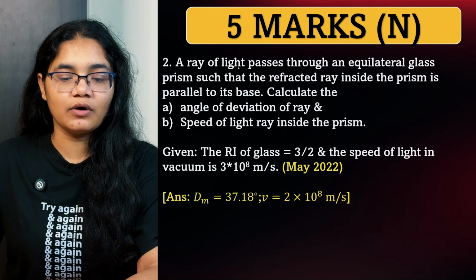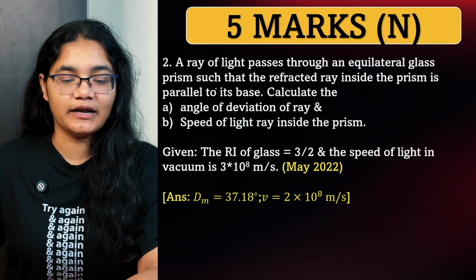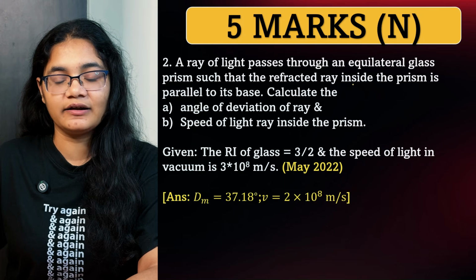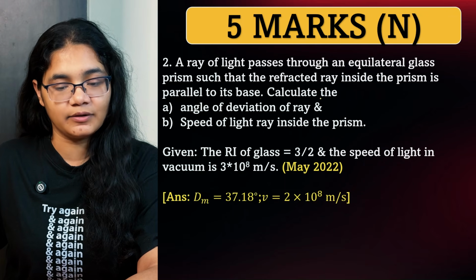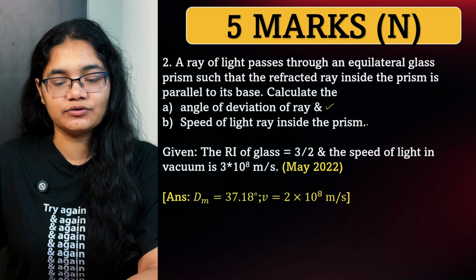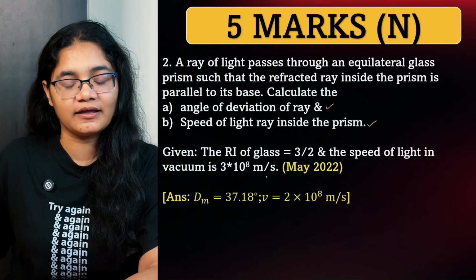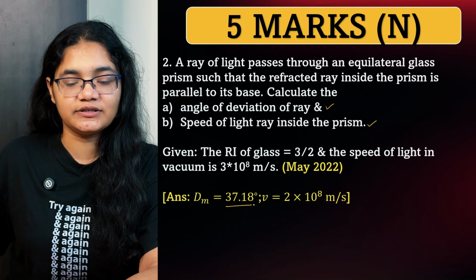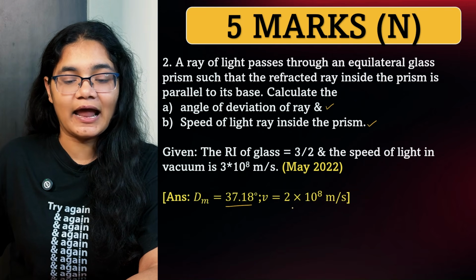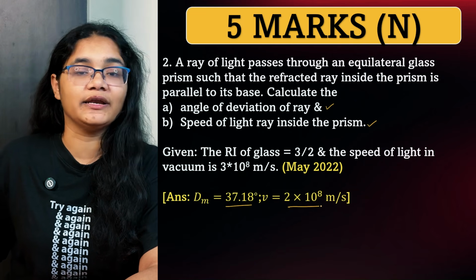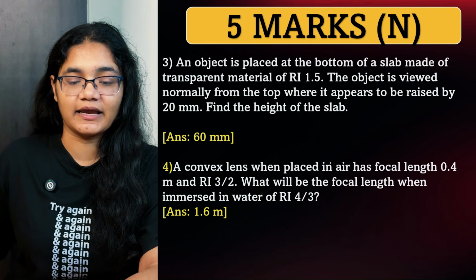Next, question number 2. A ray of light passes through an equilateral glass prism such that the refracted ray inside the prism is parallel to the base. Calculate the angle of deviation of the ray and the speed of light inside the prism. Here are the answers: the angle of deviation is 37.18 degrees and the speed of light inside the prism is 2 × 10^8 meters per second.